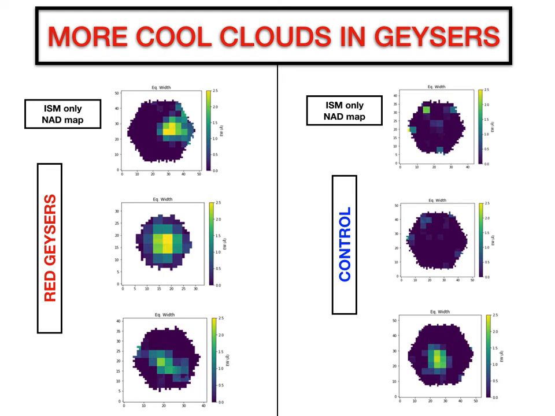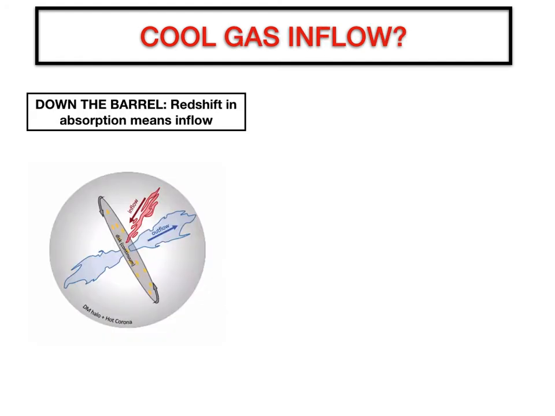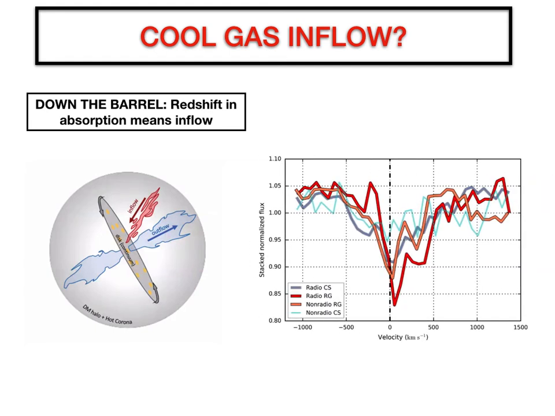On the left is the spatially resolved sodium D map coming from the red geyser, and on the right from the control galaxy. You can clearly see there is much more abundance of cooler gas in the red geysers. That is one result, and the other one is that we looked at the kinematics of this cool gas to see what it is doing. Just a note: if an absorption line in front of the galaxy is redshifted, it means it is inflowing into the galaxy. So redshift means inflow when we are looking at the foreground absorption line. This is called a down-the-barrel measurement, and we actually detect inflows in our spectra of sodium D.